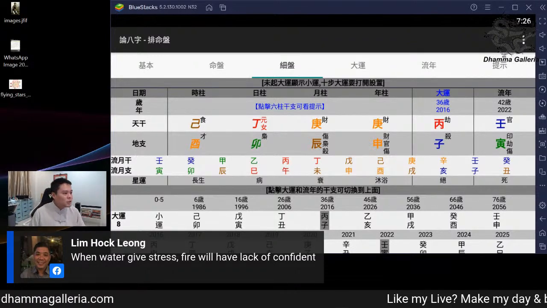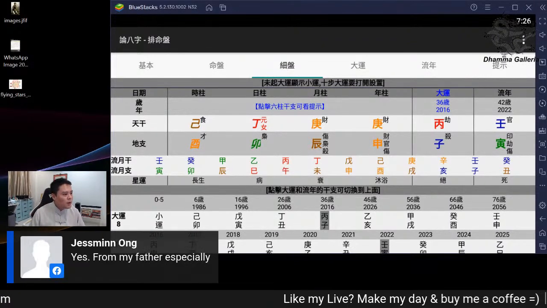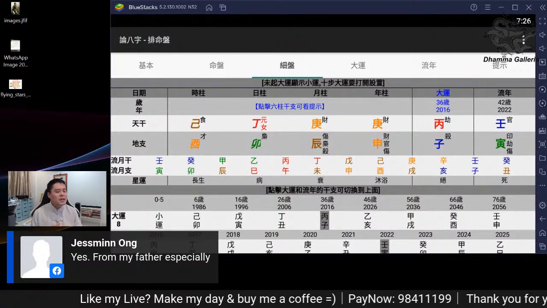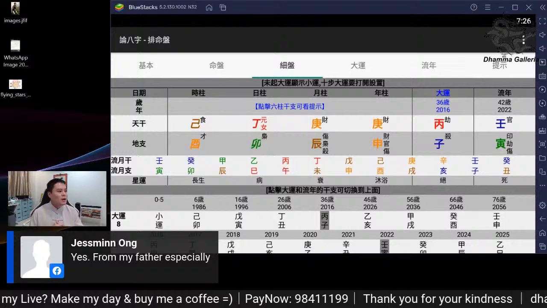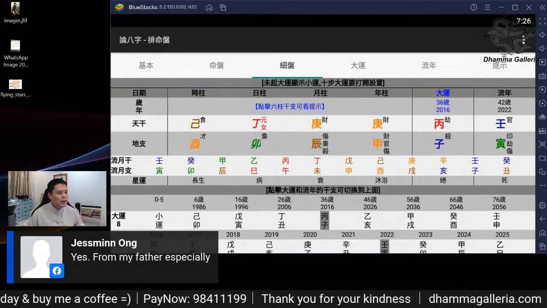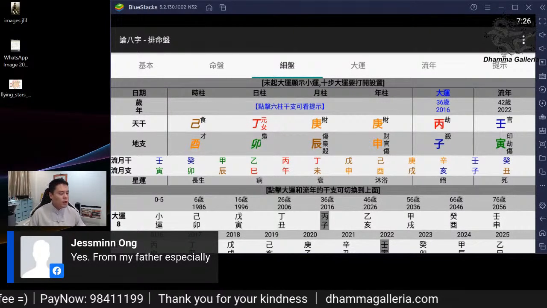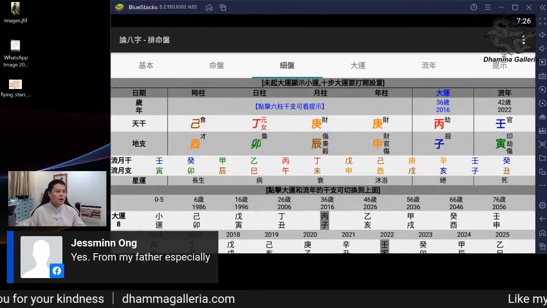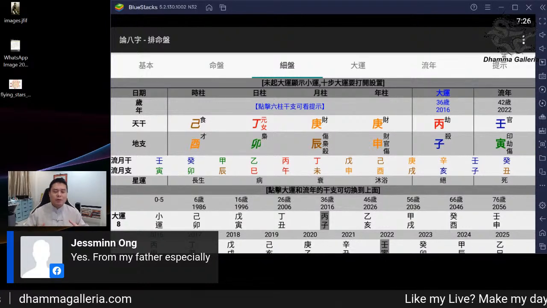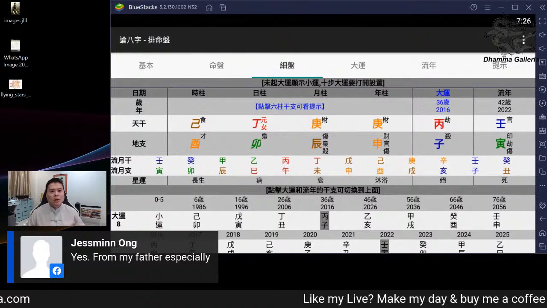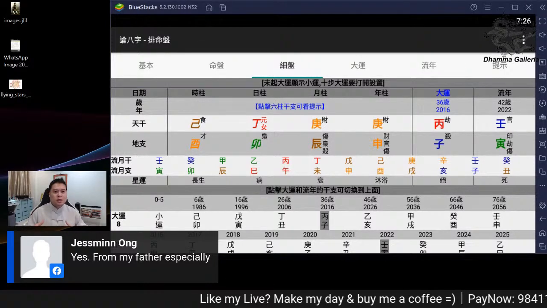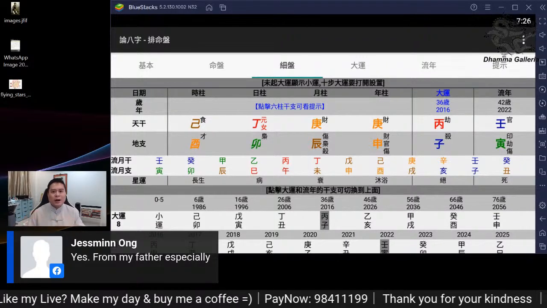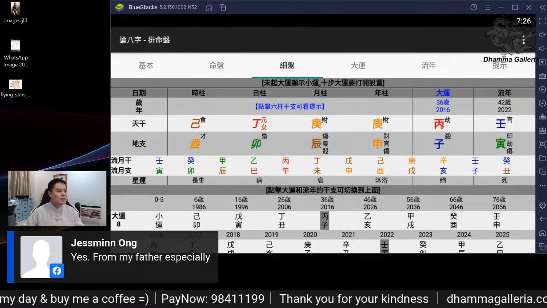Yes, from my father especially. Okay, yes, correct. Because water also represents the male figures in your life. Thus, I'm sorry to hear the negative incidents that have happened to you. When I look at your birth chart, I can see that you do experience some kind of emotional torture or abuse from members of the opposite sex. It can be anyone like your boyfriend, your father, or even male friends, etc.